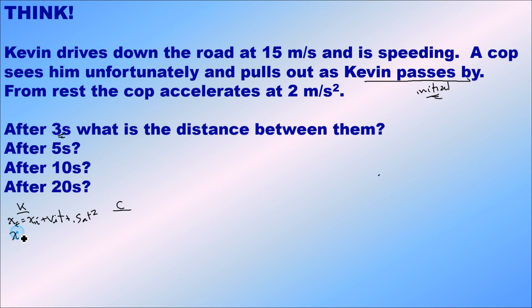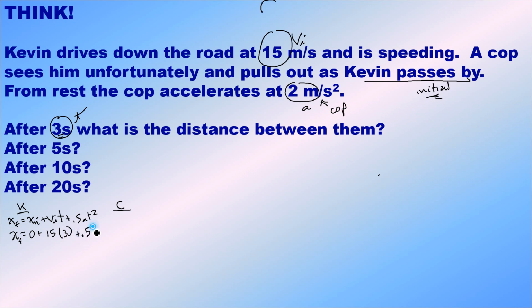Alright, so our initial position is 0, when he passes the cop. He is going 15 meters per second. His time is 3, because this is a time. And this is where I got the initial velocity for Kevin. And this would be the acceleration of the cop. So this is only the cop.